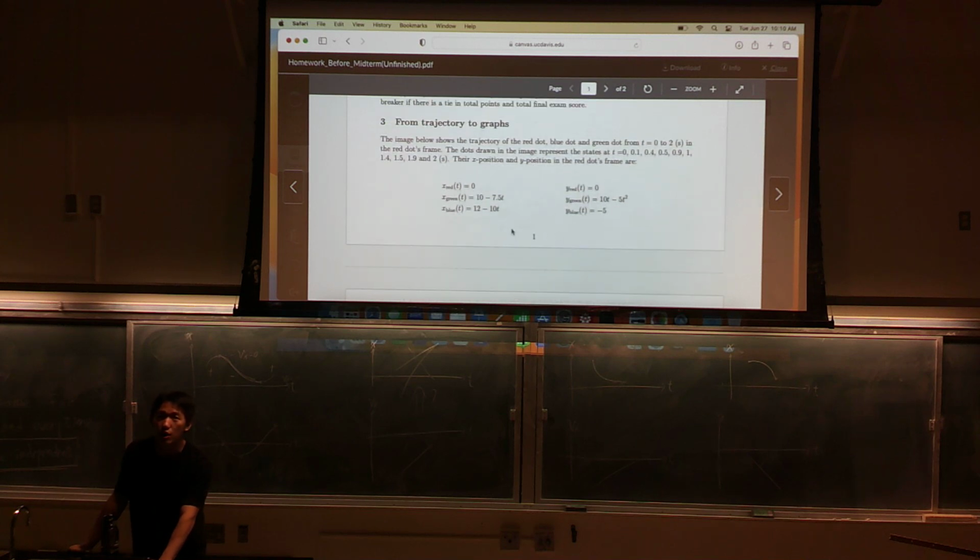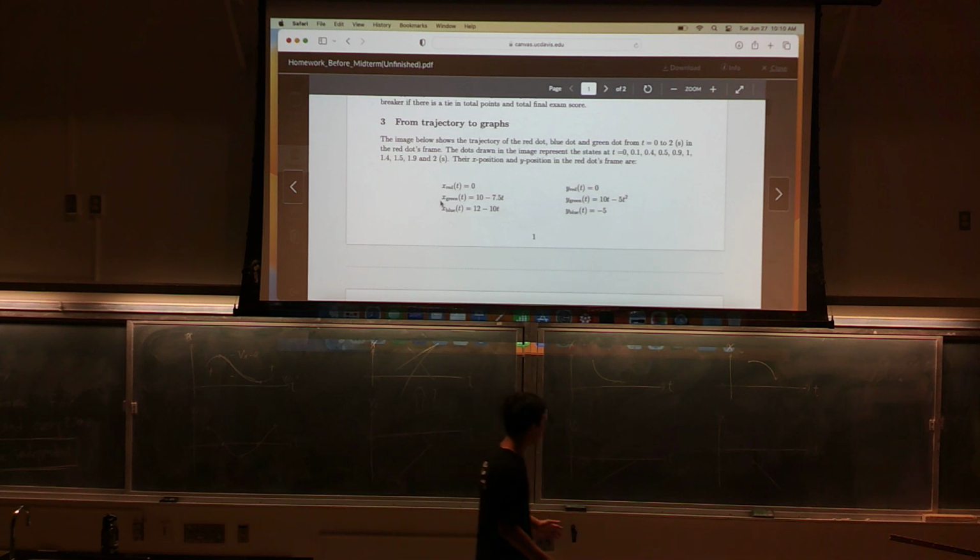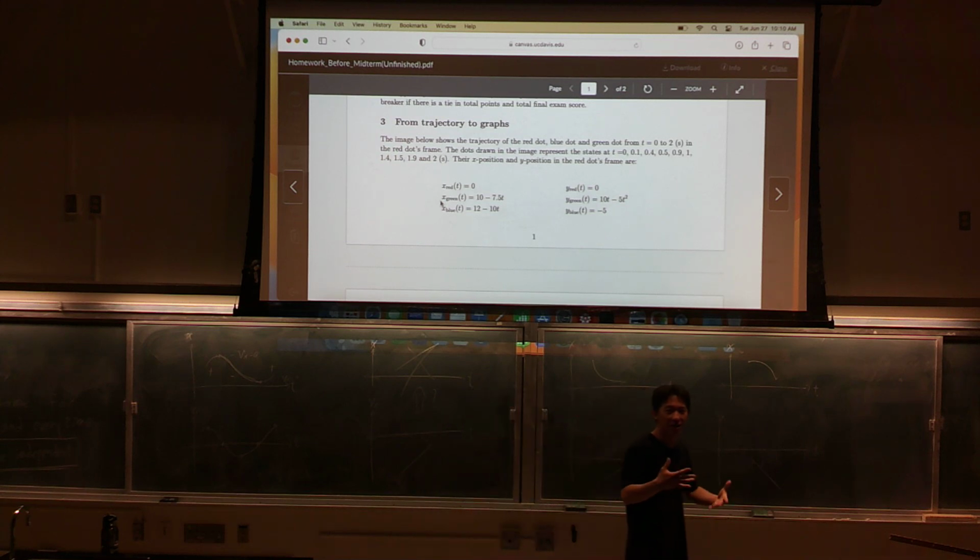So if I give you the function, you will be able to know the x and y position at any time. Like here, I say x green as a function of time is like this. Because you don't have the original image, you cannot just zoom in and keep looking.